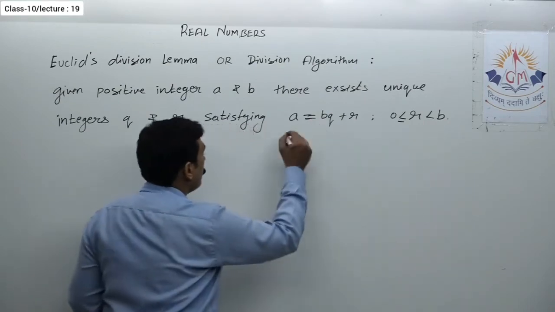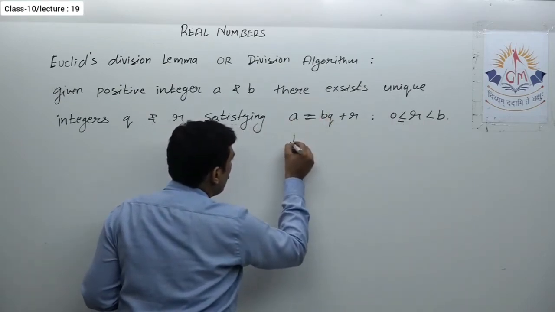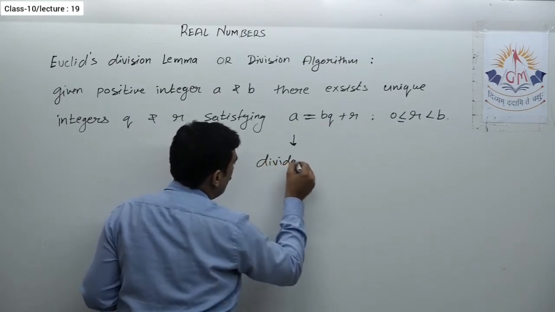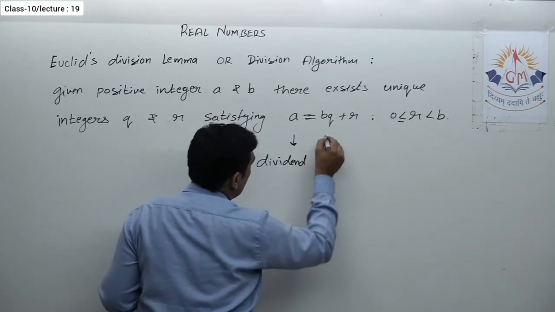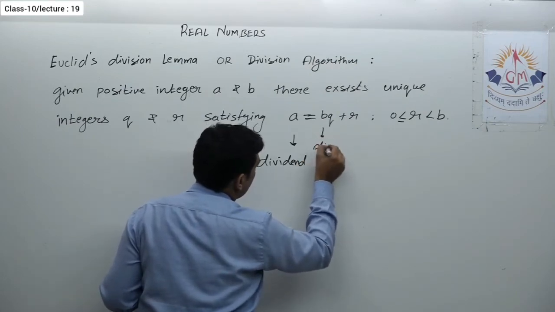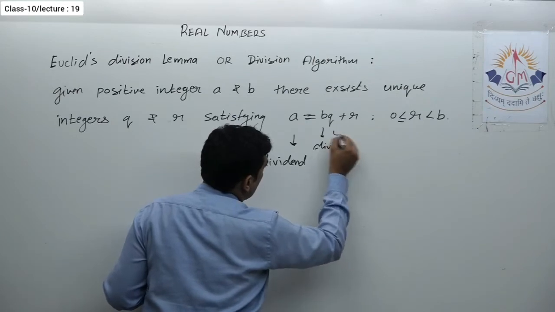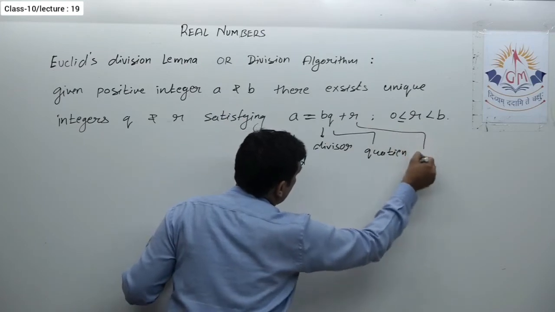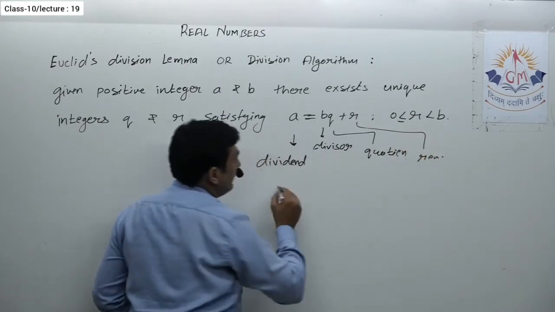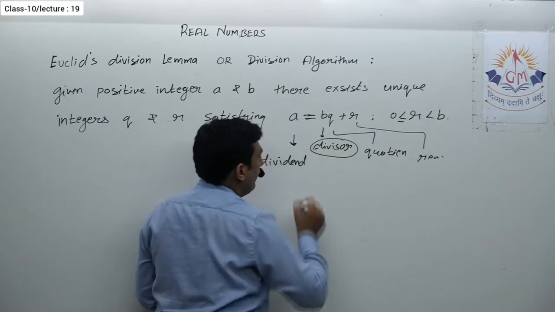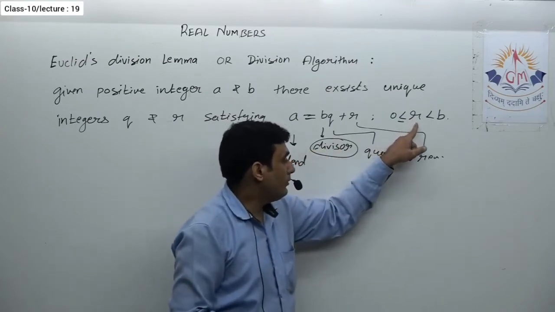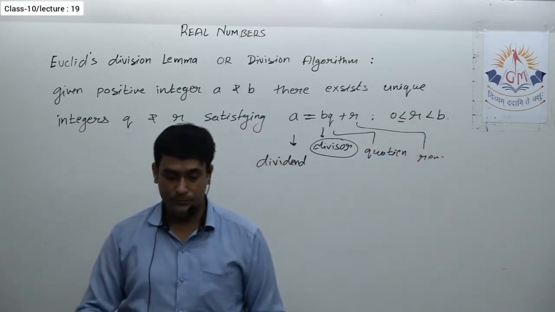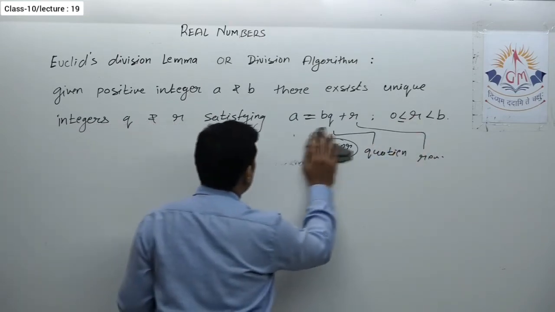If I compare this with the division algorithm, a is known as the dividend, we already saw dividend, isn't it? b was the divisor, isn't it? q was the quotient and r is the remainder. So the value of the remainder will be greater than or equal to 0 and less than b. Okay, so I hope this is clear to you.